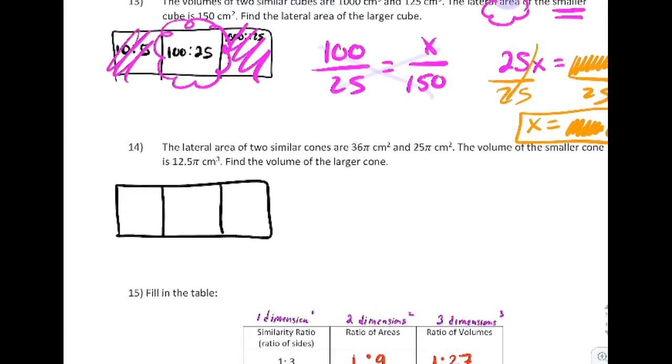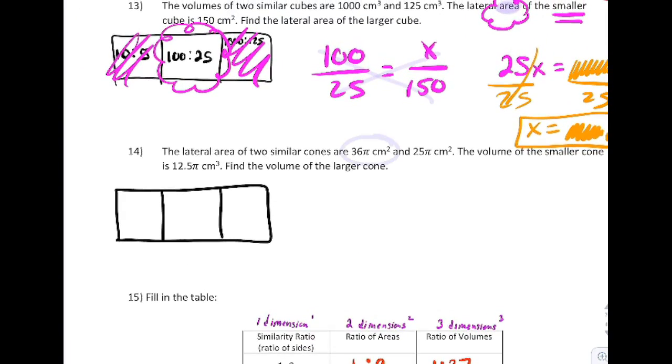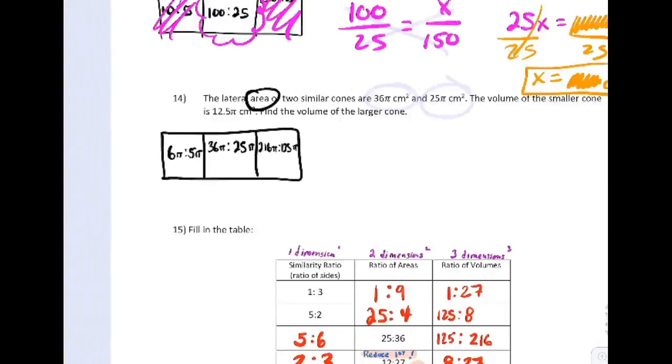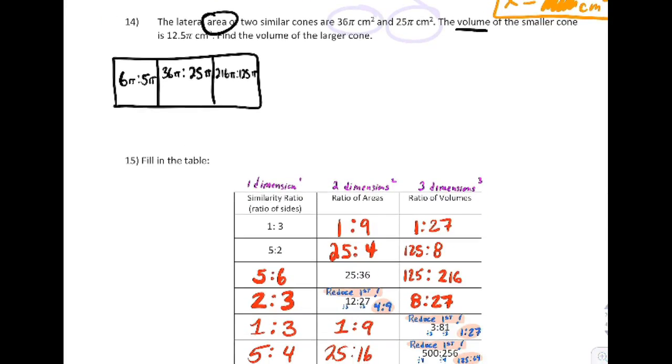In number 14, it provides us with the areas, so we put those values in the second part. Second part, the areas are 36 pi and 25 pi. They both have square roots of 6 pi and 5 pi. And they both have cubes of then 6 times 6 times 6, 216 pi, and 5 times 5 times 5, 125 pi. So now the chart is done. Now what are they asking for? The volume.